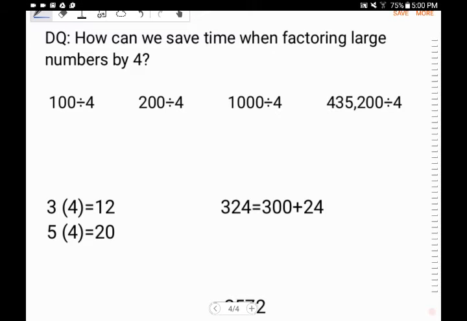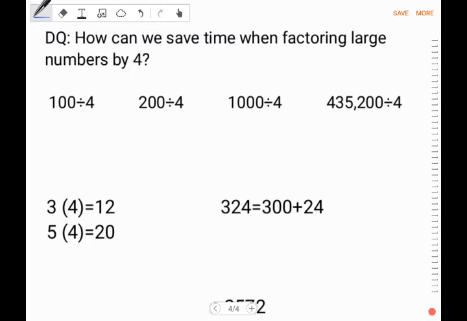Okay, class, so today we're going to work with the question, how can we save time when factoring large numbers by 4? So let's go back and review a little bit what we know about numbers. 100 divided by 4. Does 100 have a factor of 4? Or in other words, will 4 go into 100 evenly? Yeah, of course it will. 4 times 25 is 100, right?